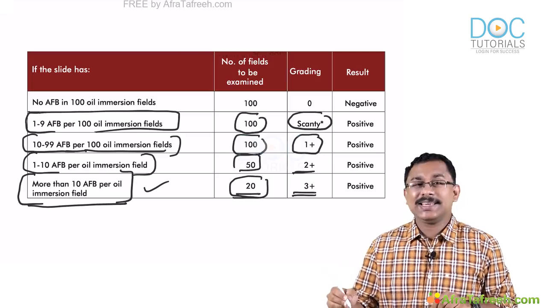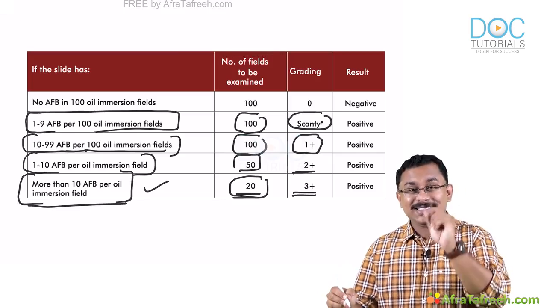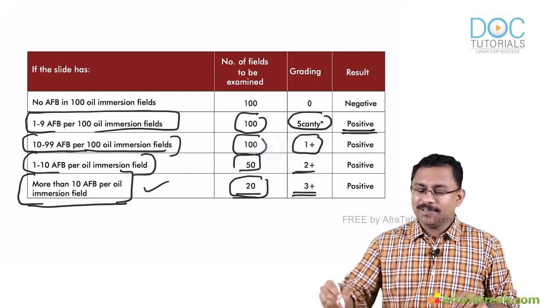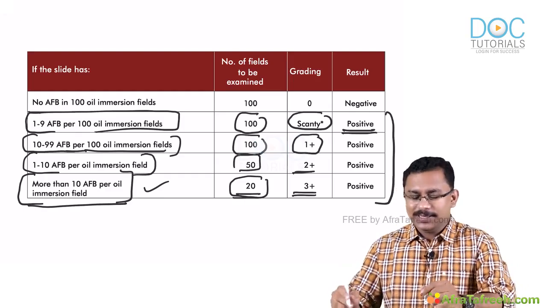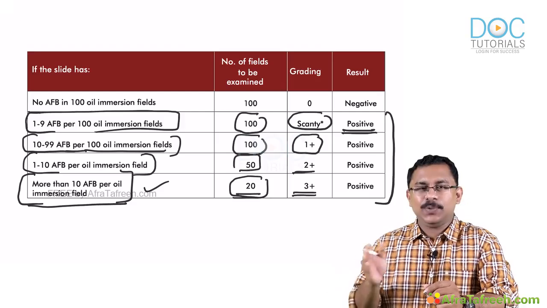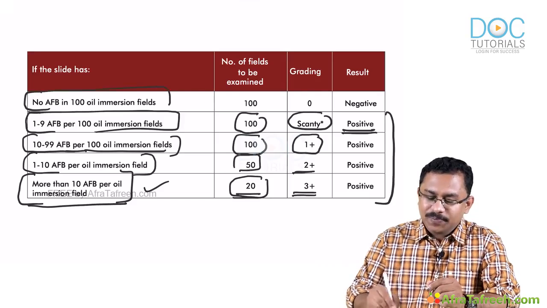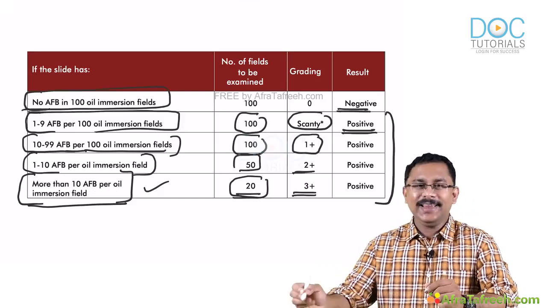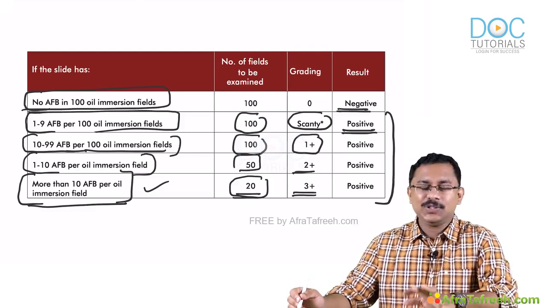when you examine 100 fields, you can report it as scanty. Remember, scanty does not mean he is negative. Scanty is also positive. So all these are positive. Scanty, 1+, 2+, 3+, all these are positive. Now when do you say the test is negative, your sputum smear microscopy is negative? You say when there is no AFB in 100 oil immersion fields, that is when you say this is negative. Clear? Very clear. All right. So you have understood that.